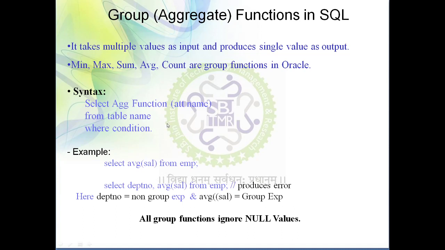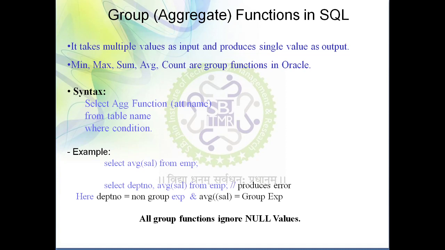It follows a very simple syntax. Select aggregate function, and in brackets you specify the attribute name on which you want to apply that aggregate function. Then from table name, and if you want to specify any condition, you can specify it by using the where clause. Here I have mentioned where, but sometimes the where condition will not work. When you have a condition with an aggregate function, at that time the where clause cannot be used.